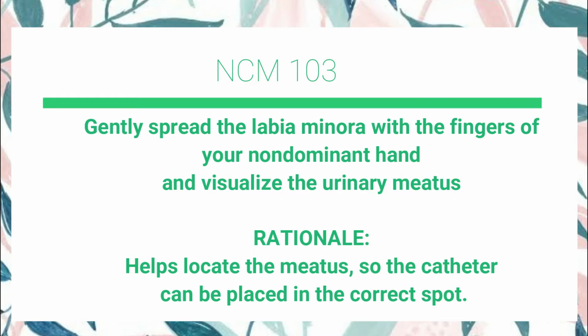Gently spread the labia minora with the fingers of your non-dominant hand and visualize the urinary meatus. It helps locate the meatus so the catheter can be placed in the correct spot.